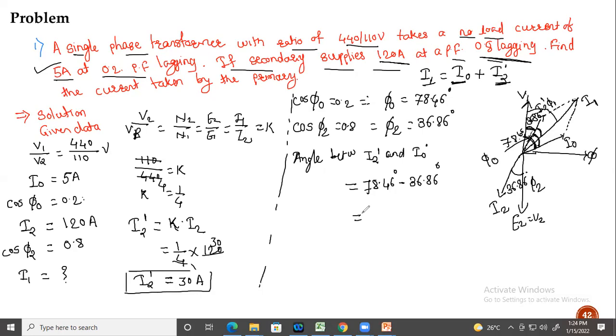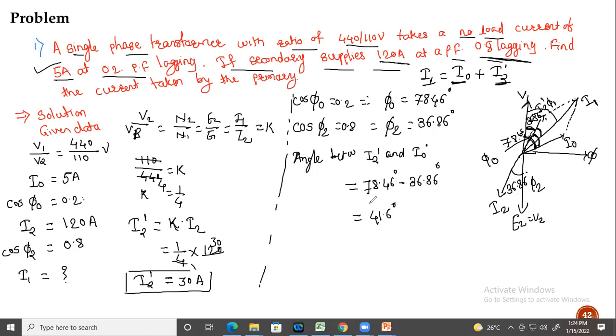Okay. 41.6 degree angle. So this is the angle between this I2 and this I0. So this is the angle of the parallelogram. See, this one is the 41.6 degree angle, that is the angle between I2 and I0.